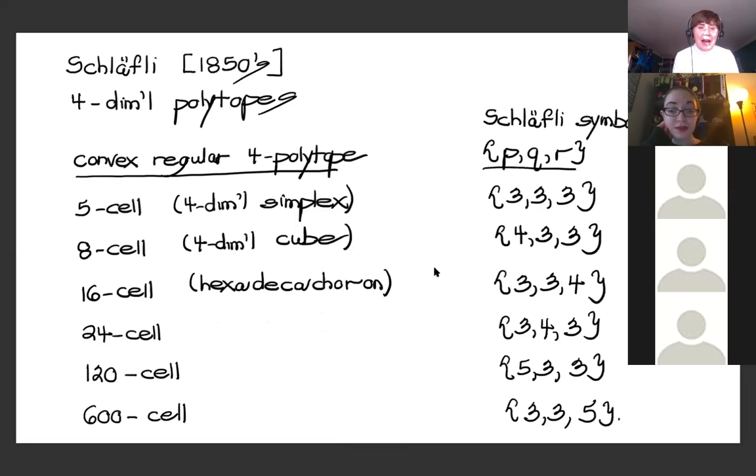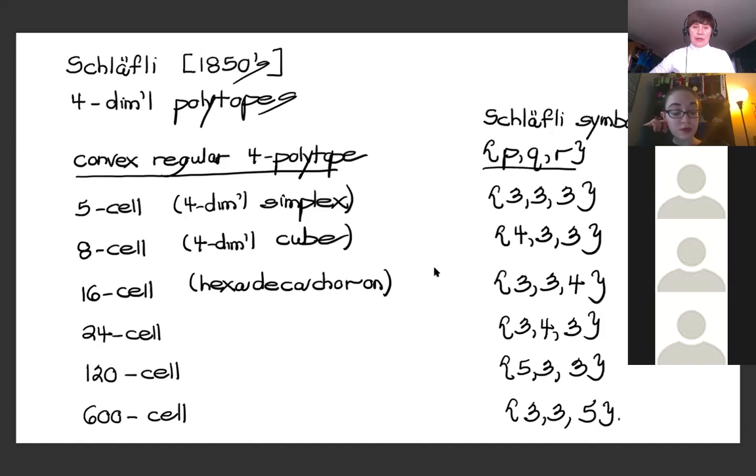So I've actually listed the 6 convex, regular, four-dimensional polytopes. This is the analog of Platonic solids, one dimension up. For example, the 5-cell, that's a fancy name for the four-dimensional simplex, the four-dimensional tetrahedron. The 8-cell is also known as the 4-dimensional cube, etc. And I've listed here this Schläfli symbol. This actually tells you the structure of these various polytopes.